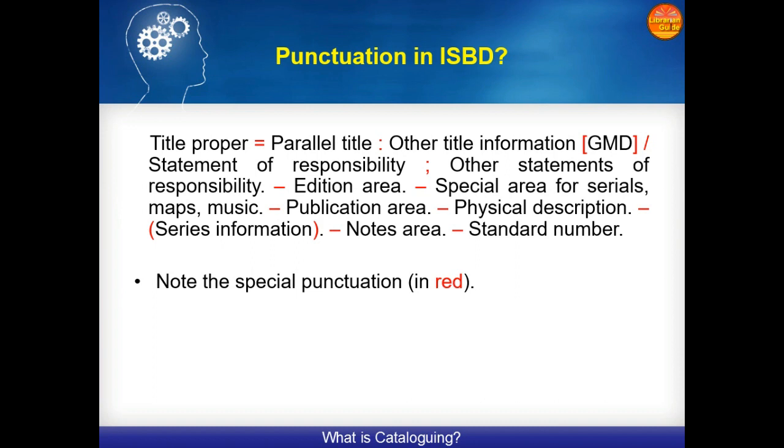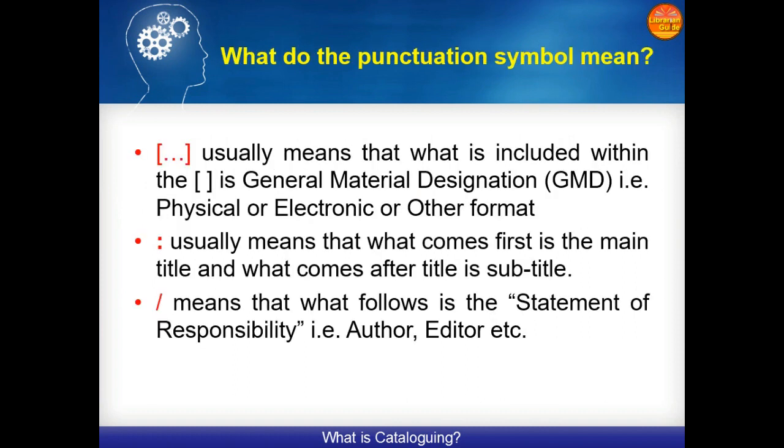So my purpose was describing the punctuation here, as per the ISBD, to let you know the role of punctuation in ISBD. We'll be talking more in detail about this punctuation later. And what is the meaning of different punctuation or symbols? We put the GMD in square brackets, which usually means that what is included within square brackets is the general material designation, that is physical or electronic or other format. Colon usually means that what comes first is the main title and what comes after is the subtitle, but it is applicable in the case of place of publication and the name of publisher also, which we separate with the colon. In the same way the slash means that what follows is the statement of responsibility, that is the author, editor, etc.